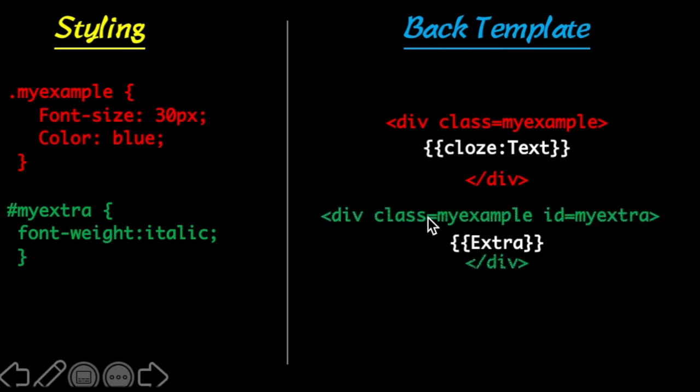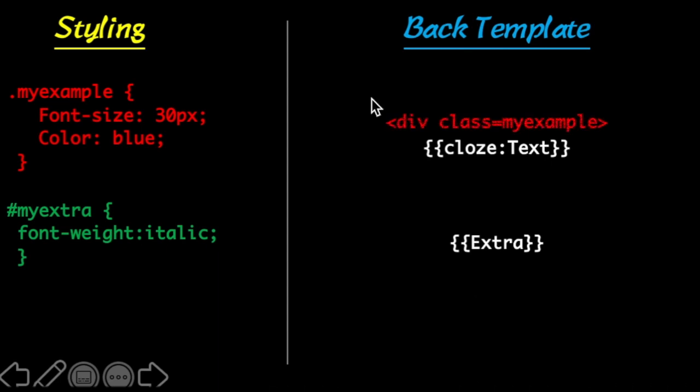I'm going to say I want the class here to be my example, but I want the ID, as indicated here by the pound, to be my extra. And so you're changing the font weight of this section here. And again, you need to end it with this. Now, alternatively, you can put the first one here and the second one here, and then just end them both here. So now you're wrapping everything in here like this.